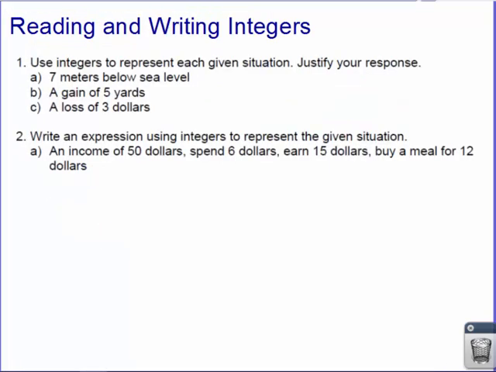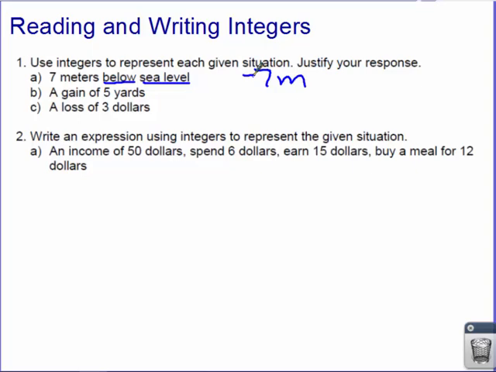So the first thing that we need to look at when we're dealing with integers is how are they written in the real world? What does it look like? What words represent positive or what words represent negative? So in this first example, it says use integers to represent each given situation. Okay, so this first one says 7 meters below sea level. Well, we know we have a 7 and we have meters, but we've got this word that says below sea level. Below is a word that actually means negative. Okay, so below sea level, that means this would be negative 7 meters.